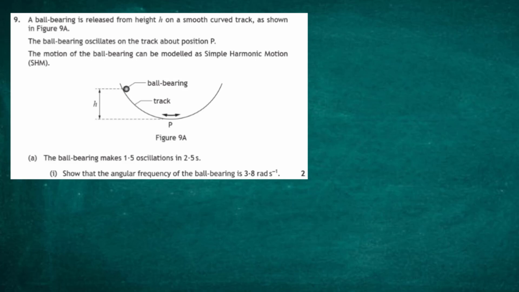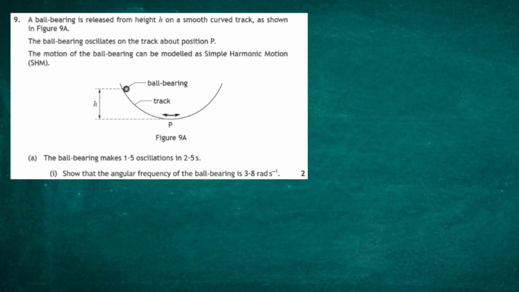Question 9 from the 2018 Advanced Higher Physics Examination of the SQA. A ball bearing is released from height h on a smooth curved track as shown in figure 9a. The ball bearing oscillates on the track about position P, and the motion of the ball bearing can be modelled as simple harmonic motion, SHM for short.